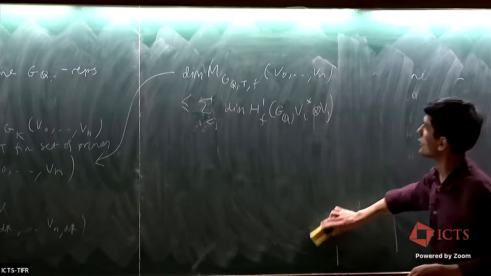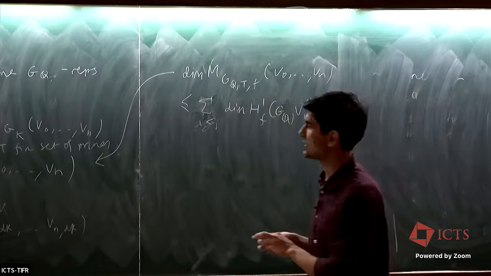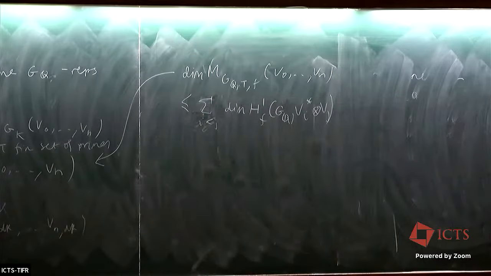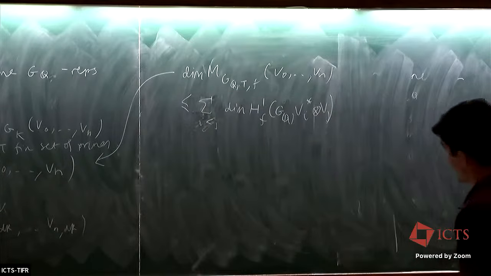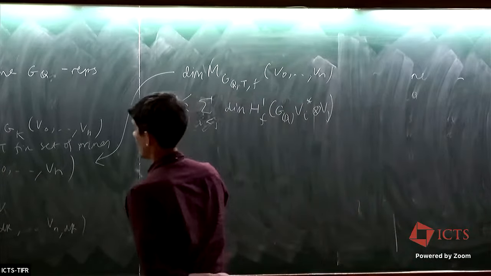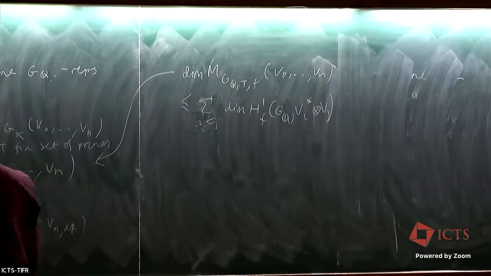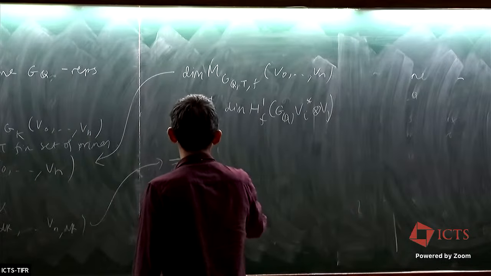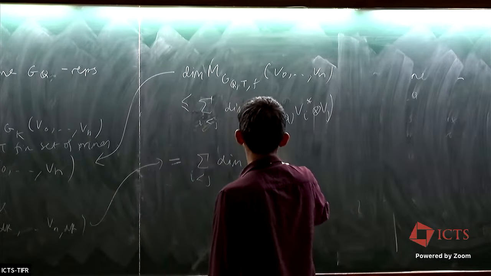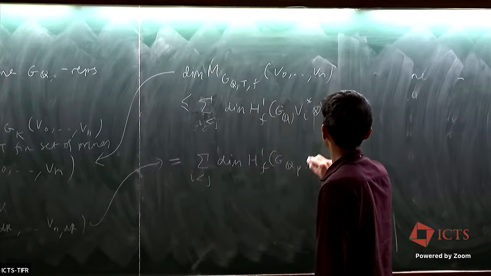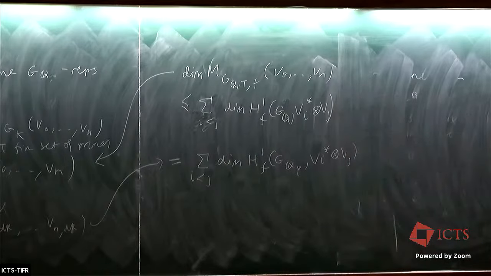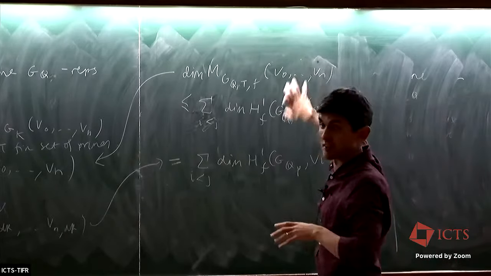The relation between this and this is really just from how you can describe this space of mixed extensions. With a bit more time, it would be straightforward to describe why this was true. On the other hand, we've seen that the dimension of this is exactly equal to the sum over i less than j of the dimension of H^1_f(G_Q, V_i dual tensor V_j). So why should we expect that this dimension is smaller than this dimension?